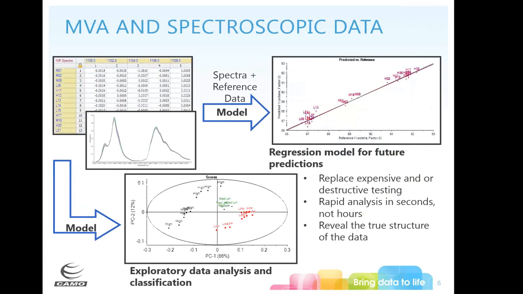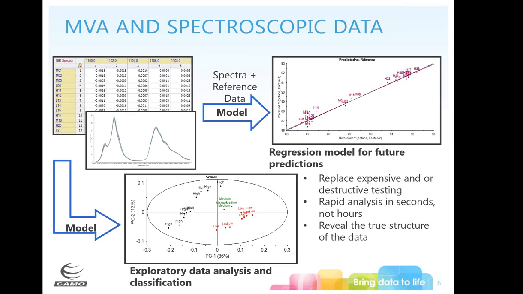We can do any sort of multivariate data analysis on our spectroscopic data, just like any sort of process data. We can do exploratory analysis and classification using principal components analysis, maybe LDA or SIMCA. And we can also get quantitative analysis out of it with our spectra and reference data. And then we can get regression models as well for future predictions.